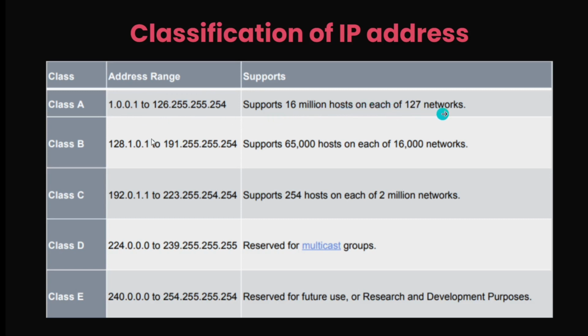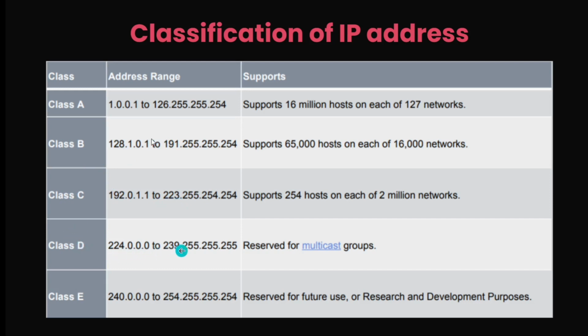So what does this mean? That this range will form a total of 127 networks. Okay, each network, that is a single network, will consist of 16 million hosts. So this range can give us 16 million into 127 hosts. This is a huge number, right? Now again we have class B. So the range of class B is 128 to 191. Okay, and class C range is 192 to 223. Class D is 224 to 239.